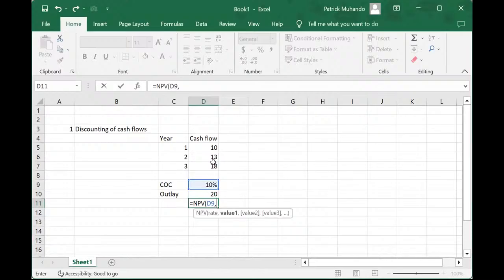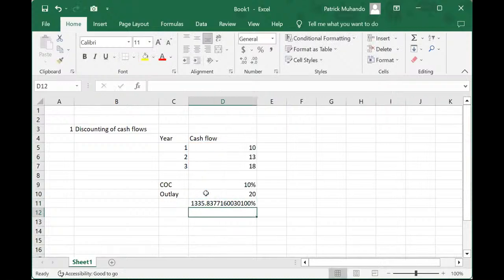Comma. And then they want you to pick the values. So value 1, 2, 3. You simply highlight all of them. And then, of course, in this case here, what shall you do? You close. And then now you come and pick the initial outlay and subtract automatically.